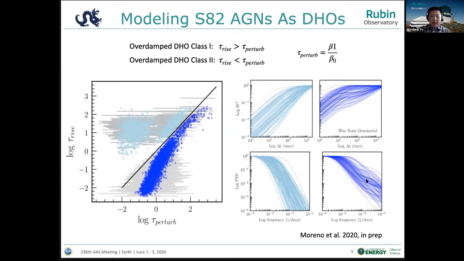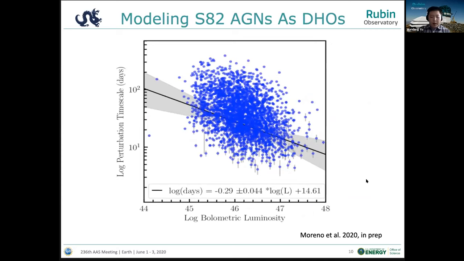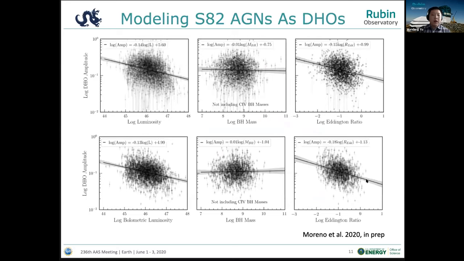What's more interesting is that in the blue noise dominated population, we found that the perturbation time scale is anti-correlated with the bolometric luminosity. Some other correlations we have explored between the DHO parameters and the physical properties of AGN are also listed here. In the first column, we see anti-correlation between the amplitude of the DHO process and the luminosity. The third column shows anti-correlation between the DHO amplitude and the Eddington ratio. We don't see any apparent correlation in general between DHO amplitude and black hole masses.